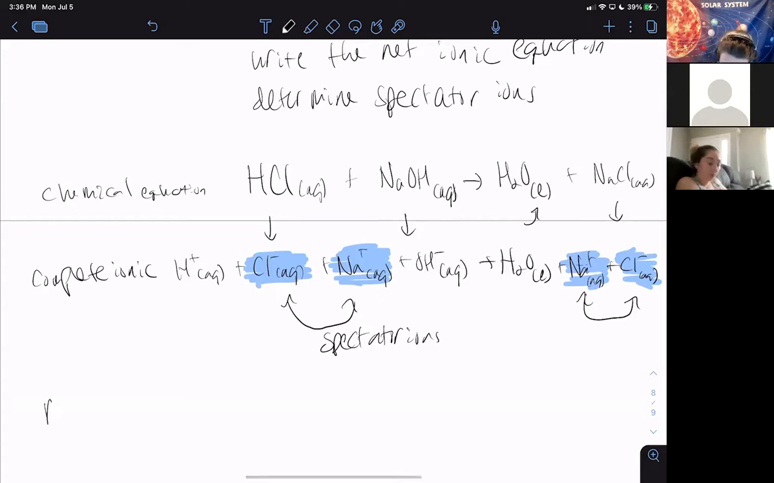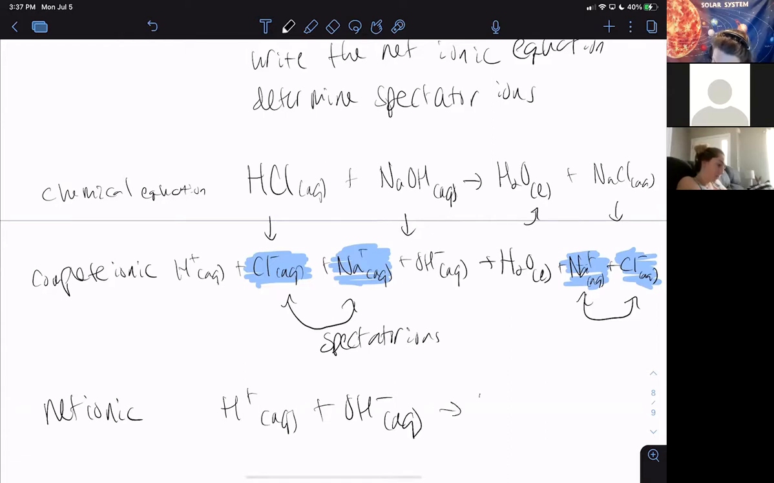So when we get to our net ionic, we would remove them and it would just be H+ (aq) + OH- (aq) goes to H2O (liquid). Are there any questions about this? This is definitely going to be on the test.